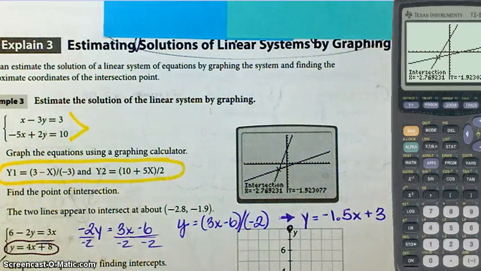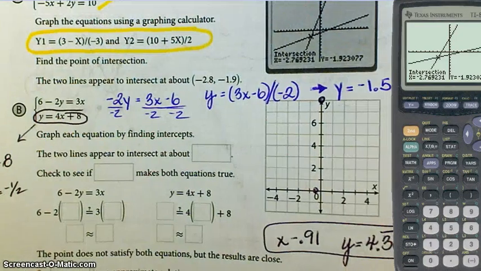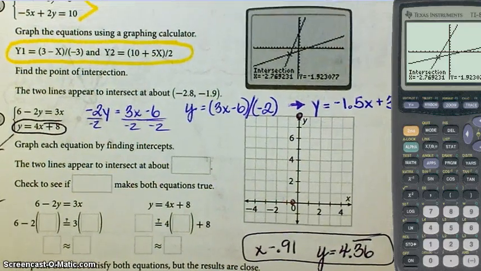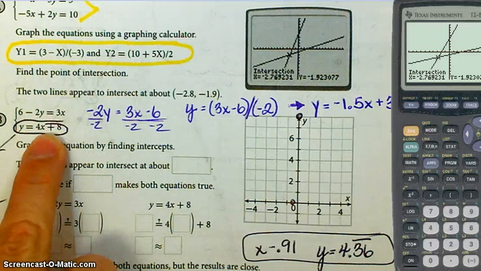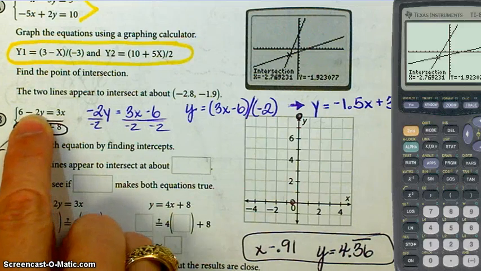All right, let's hop down to B. We're going to do basically the same thing. We're just going to practice, do another one. I have these two lines, 6 minus 2y equals 3x. They're right there. And we have y is equal to 4x plus 8. So this one's already in slope-intercept form, so I'm just going to leave that alone. But this other one, I'm going to do a little rearranging.